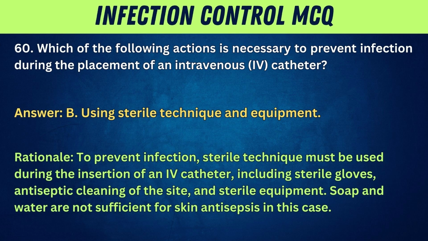Answer: B. Using sterile technique and equipment. Rationale: to prevent infection, sterile technique must be used during the insertion of a catheter, including sterile gloves, antiseptic cleaning of the site, and sterile equipment. Soap and water are not sufficient for skin antisepsis in this case.